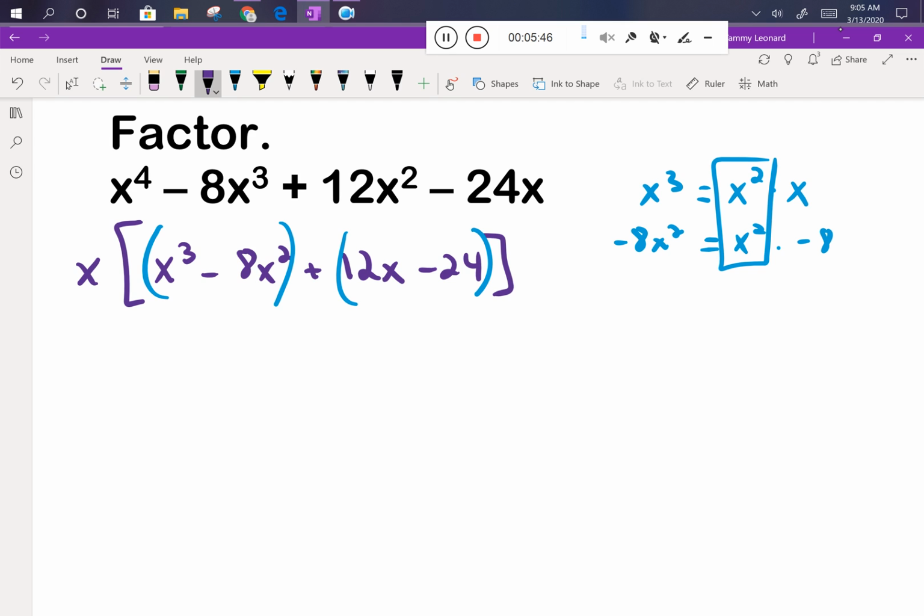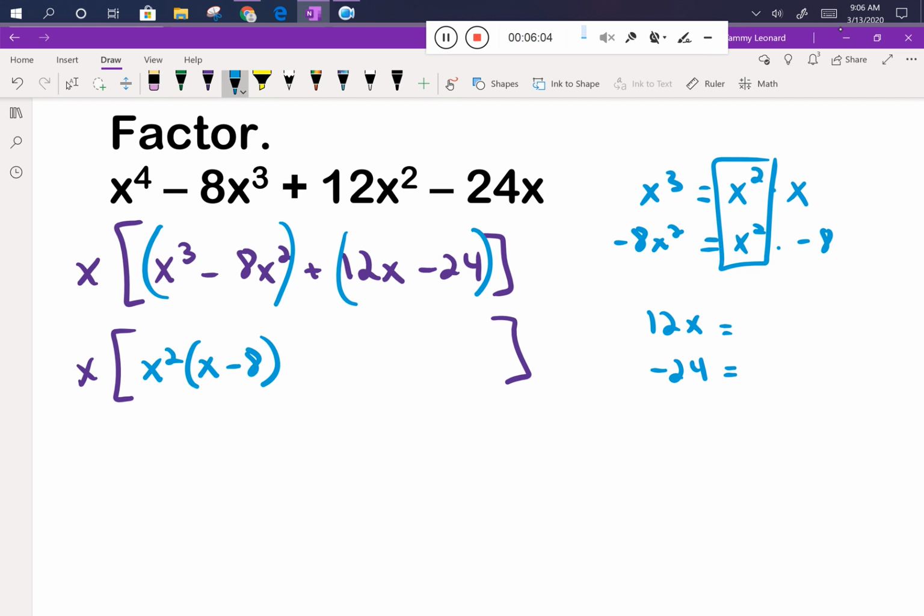So I still have the x and I still have the big bracket, right? That doesn't change. But then inside now I pull out the x squared and I leave behind an x minus 8. How we doing? We okay? All right. And then I look at the next two terms, 12x and negative 24. What do they have in common? 12. What do I multiply 12 by to get 12x? 1x, right? 1x or just x. And what do I multiply 12 by to get negative 24? Negative 2. All right, so this is what they have in common. So I'm going to pull out a positive 12. And what does that leave behind?